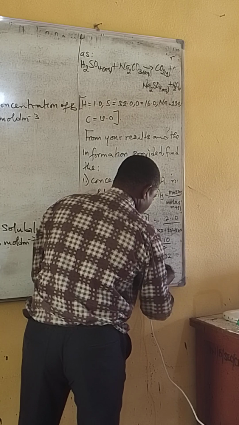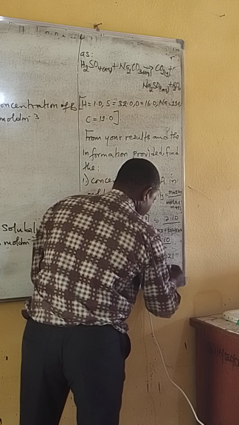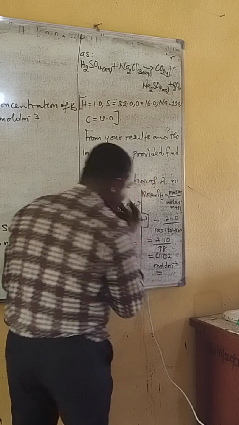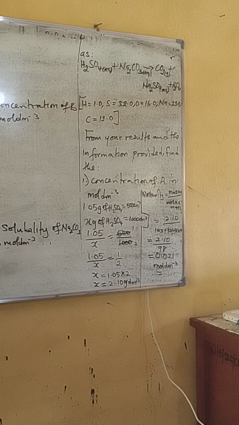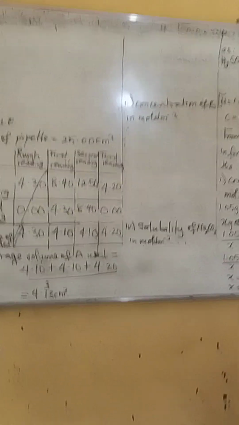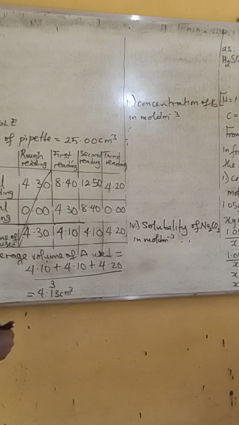Now, mole dm raised to power minus 3. That SI unit is very, very important. We have gotten that. Then, to answer question number 2, we are asked to find concentration of B in mole per dm3. We don't know concentration of B.